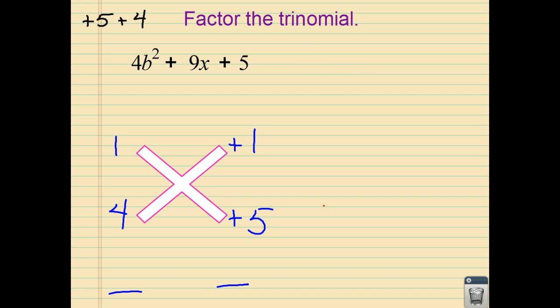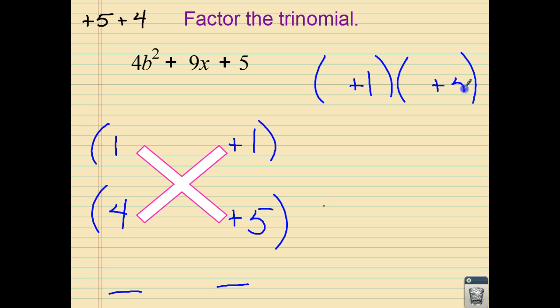And how are we going to write that answer? We're going to group them up. So we'll take the top two integers and create a binomial, and the bottom two and create a binomial. And we will list out the answer going horizontally straight across. We have a plus 1, going horizontally straight across, we have a plus 5.